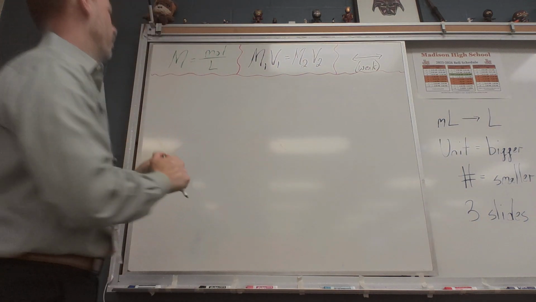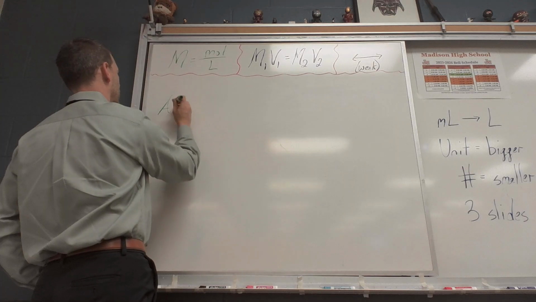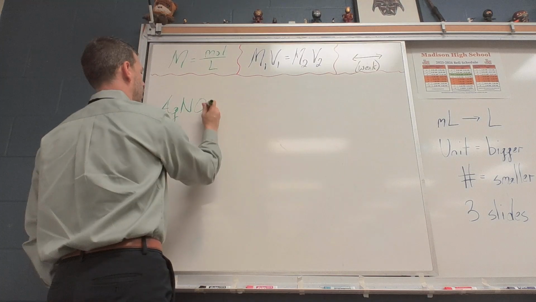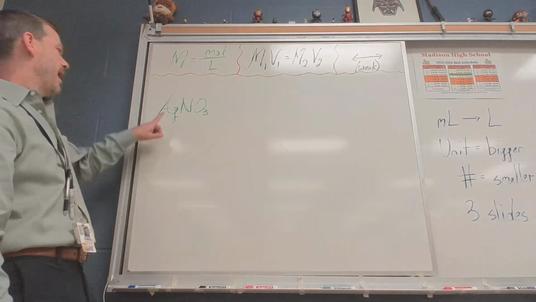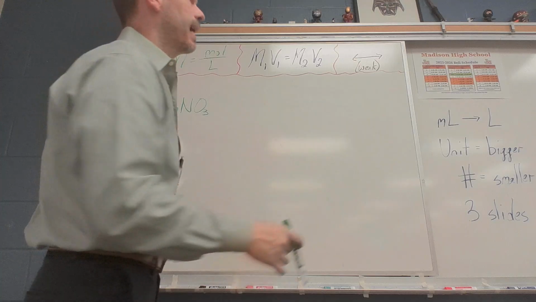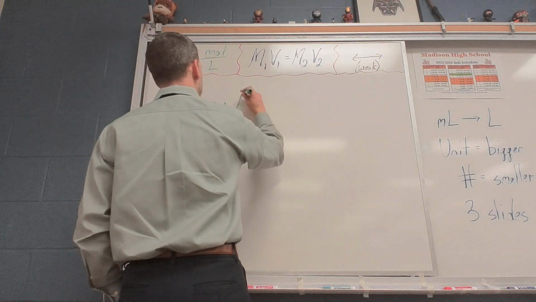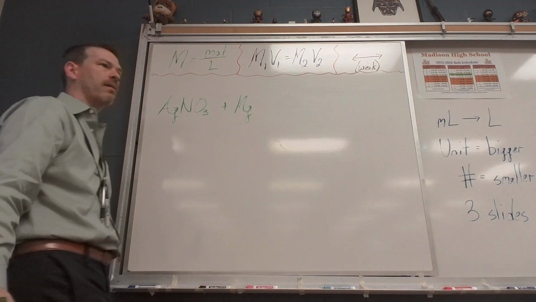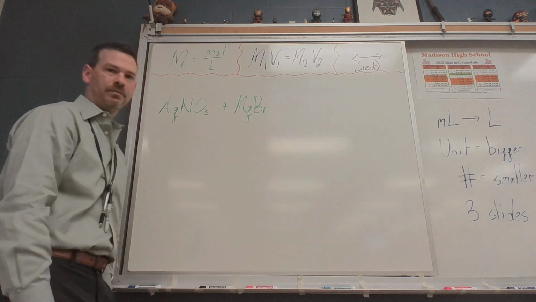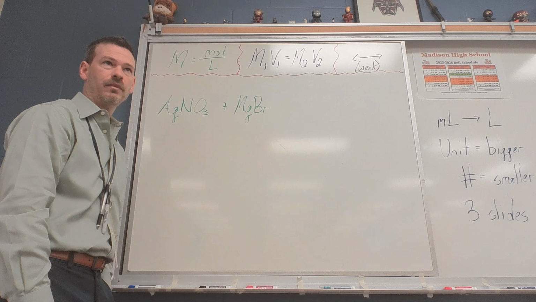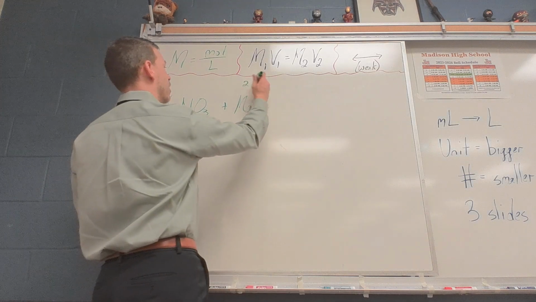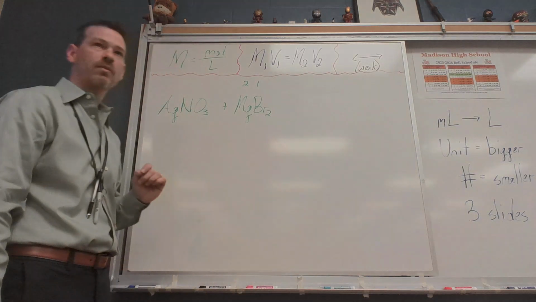So here we go. Silver is Ag. Nitrate is NO3. That is +1, that is -1, so there's no crisscross. Reacts with magnesium bromide. Magnesium is Mg. Bromide is a bonded bromine. That is +2, -1. So if you've got a 2 and a 1, there will be a crisscross.